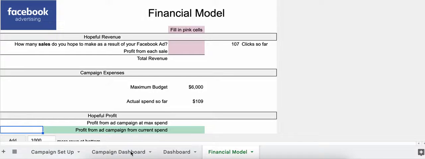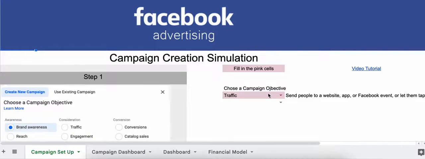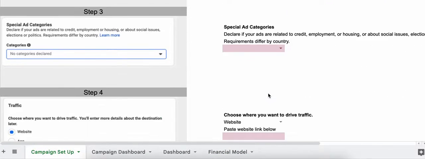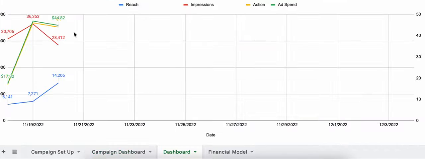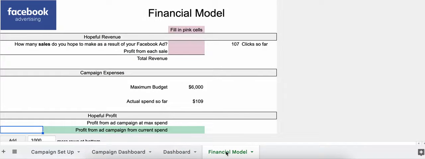Now, just to back up a little bit, you've set up your campaign in Facebook. You've been tracking the results in the campaign dashboard. Both here and here, you can see how the results are playing out. And now it's time to create your financial model.